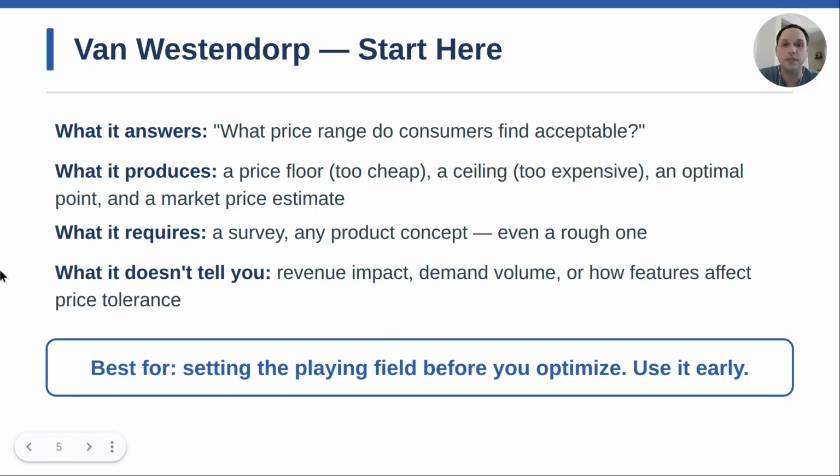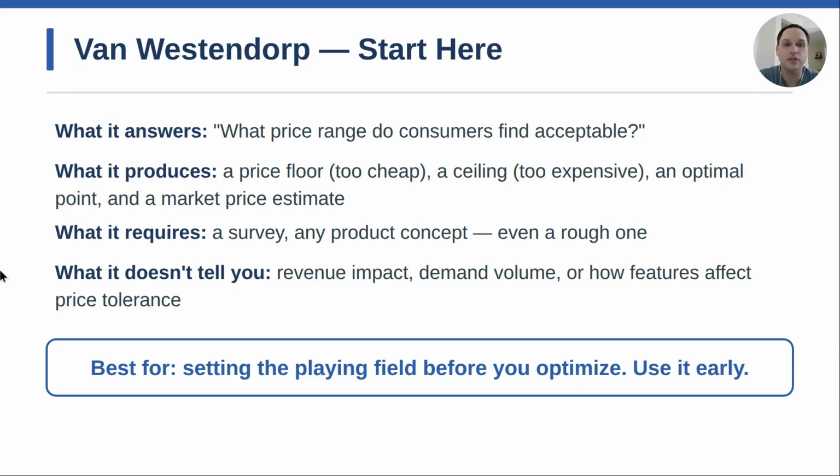Van Westendorp is where most pricing research should start. It answers the foundational question: what price range do consumers find acceptable for this product? The 4 survey questions: too cheap, bargain, getting expensive, too expensive, produce a price floor, a ceiling, an optimal point, and an implied market price.